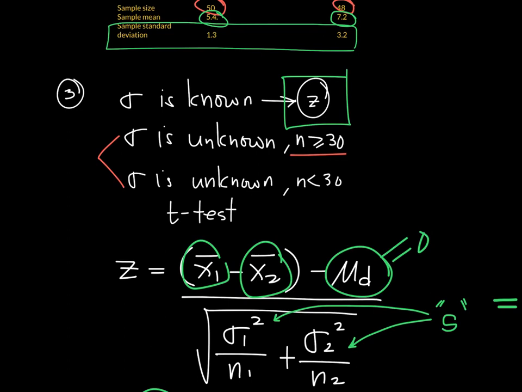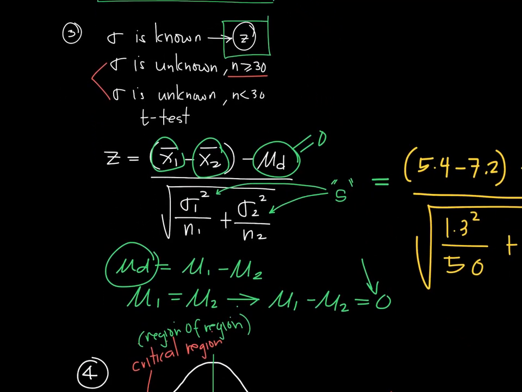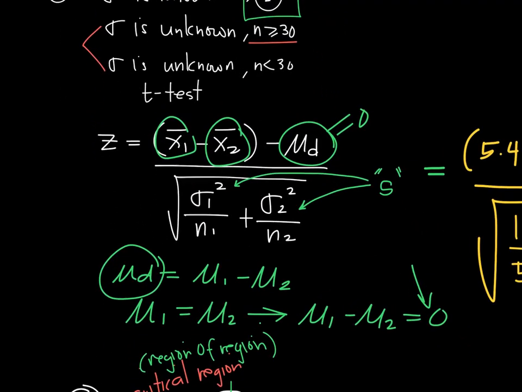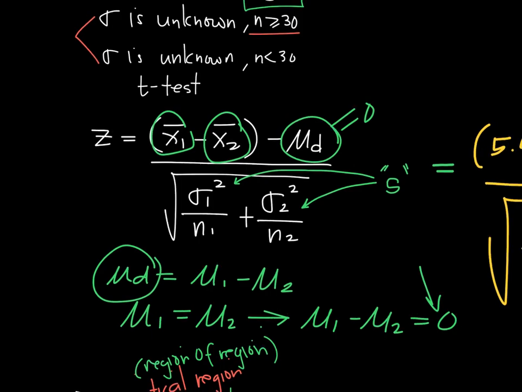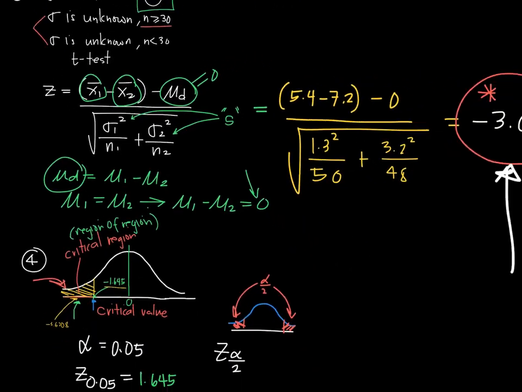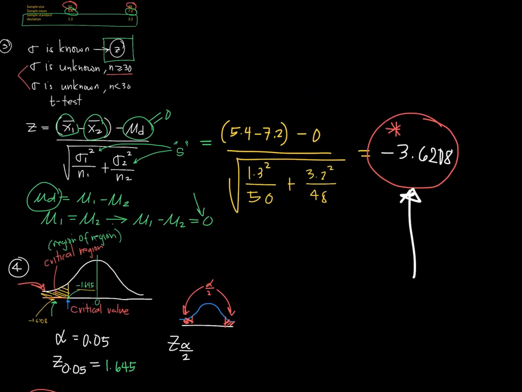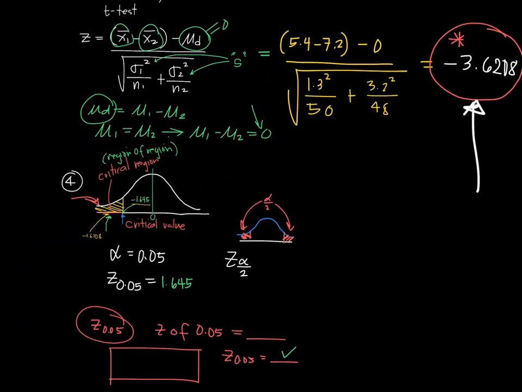Number 3 is identifying what type of test, which is highly dependent on the availability of sigma. If sigma is known, use Z. If sigma is unknown, check the sample size. Once you have decided what type of test, you get the corresponding formula, place all the values, and then you will get the test statistic value, like in this case, negative 3.6208.